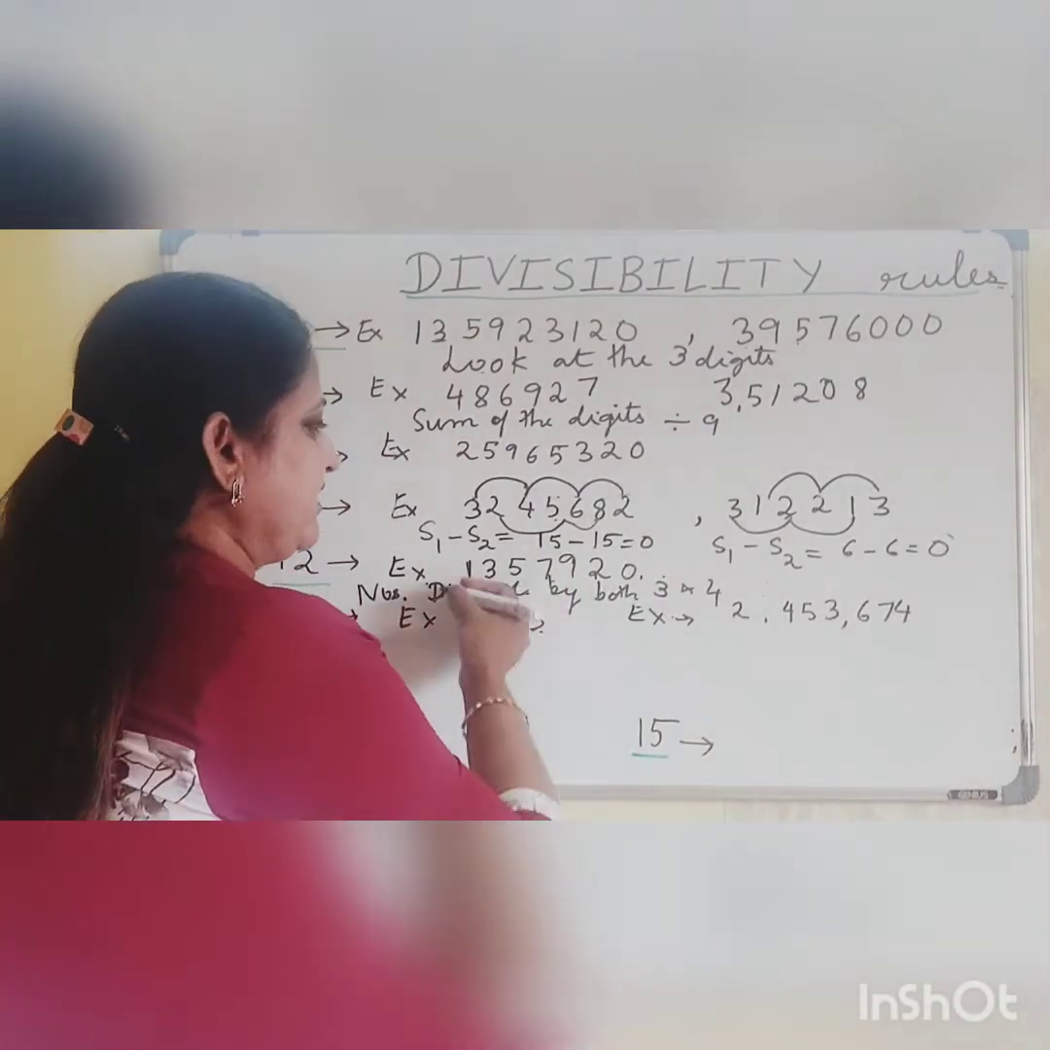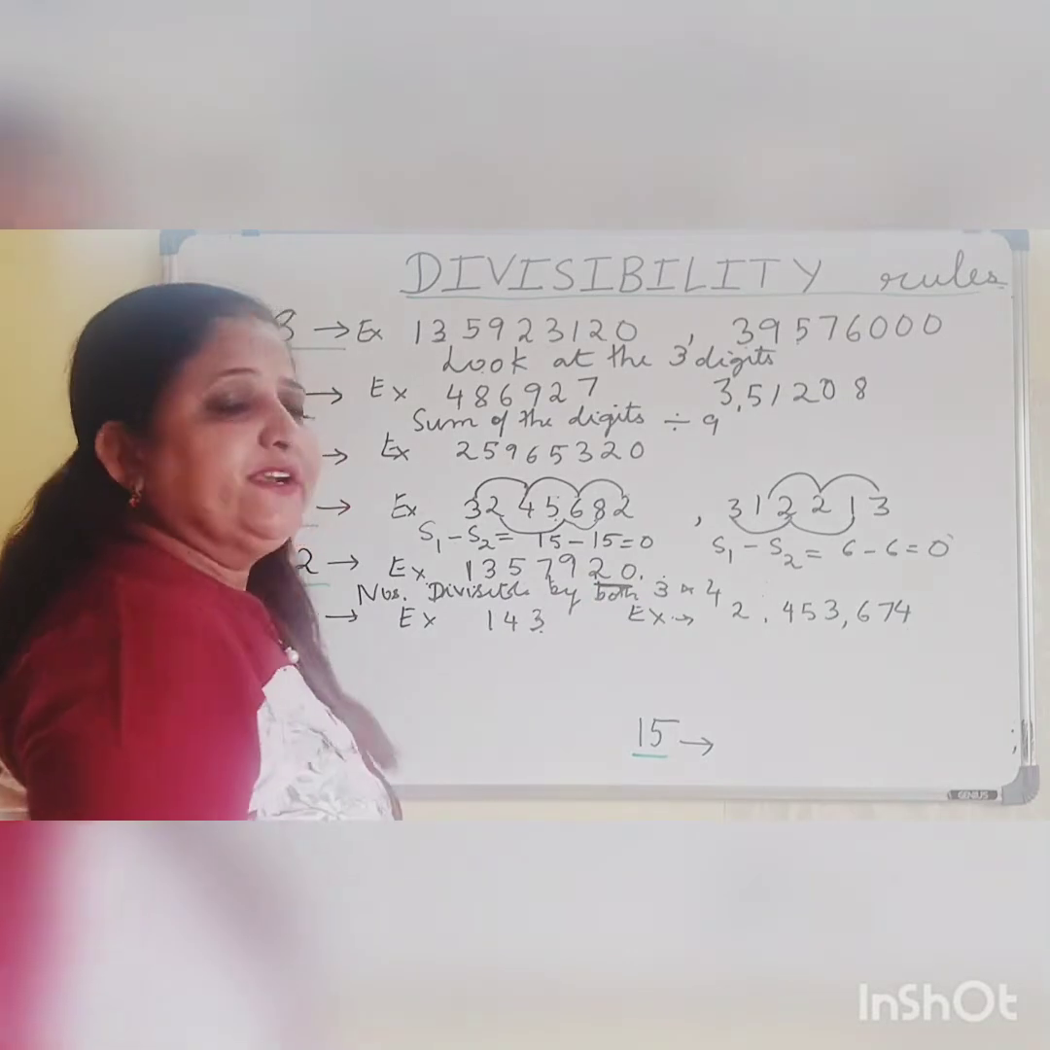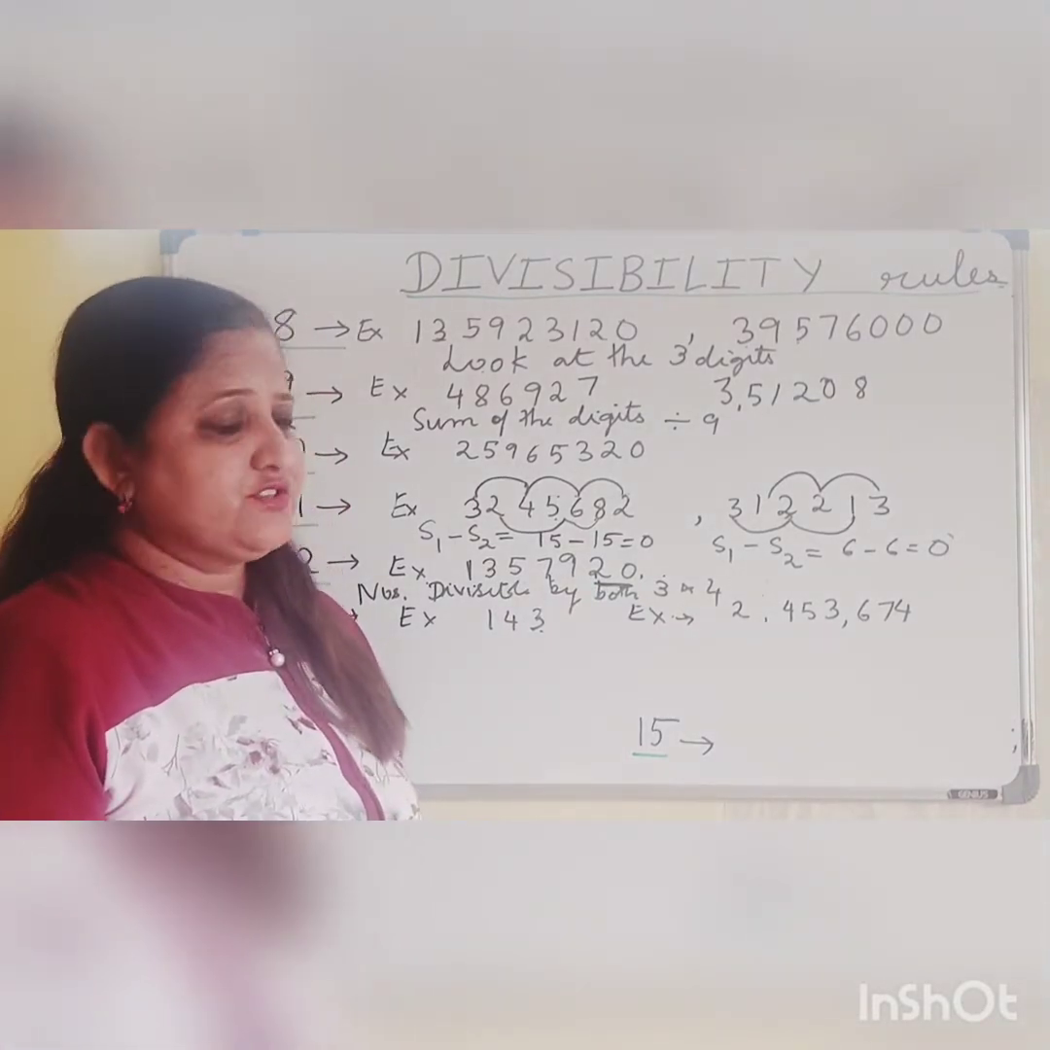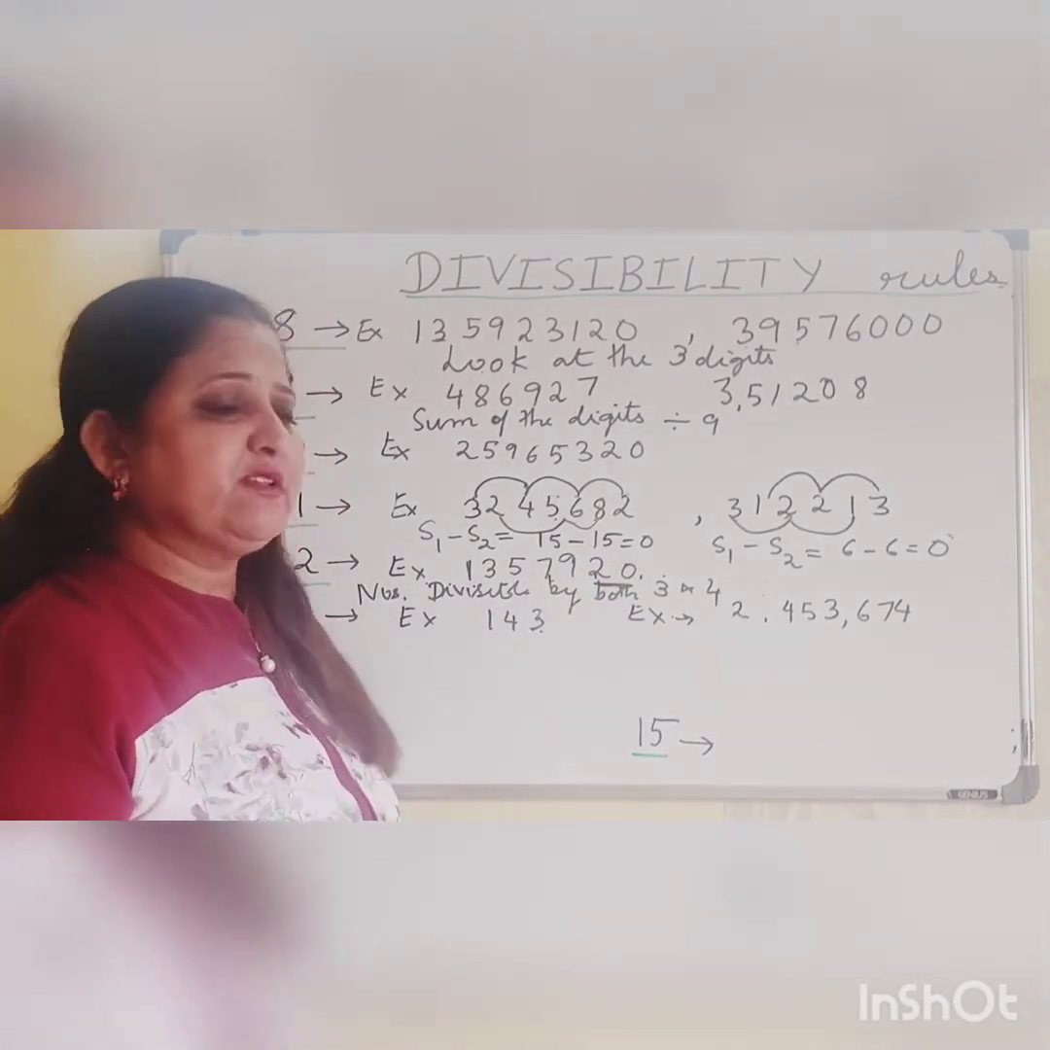Like here, this is the number. Last 2 digits is 20. 20 is divisible by 4. Right? 4 times 5 gives us 20. So this number is divisible by 4.